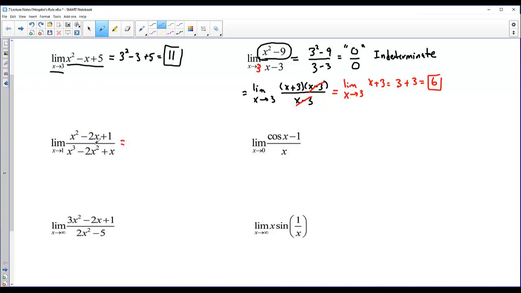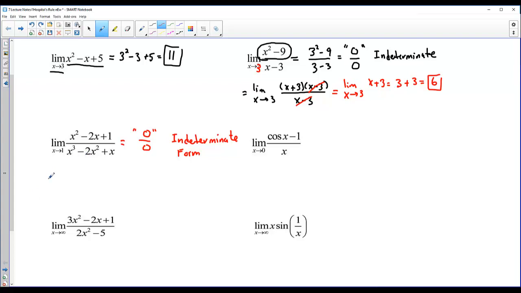So you get a 1 here, minus 2 plus 1, so you get a 0 on top. And then on bottom, you get a 1 minus 2 plus 1, so you get a 0 again. So another indeterminate form. And so how do we handle this type of indeterminate form? Well, just like we did before, we're hoping that we can factor the top and factor the bottom and try to get an answer.